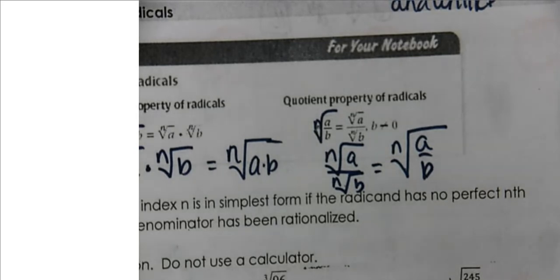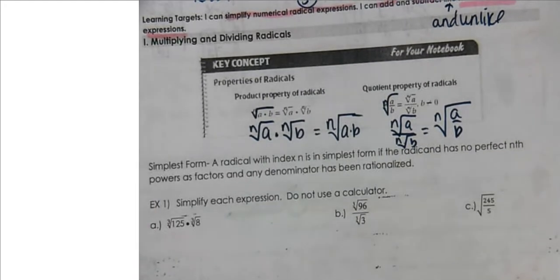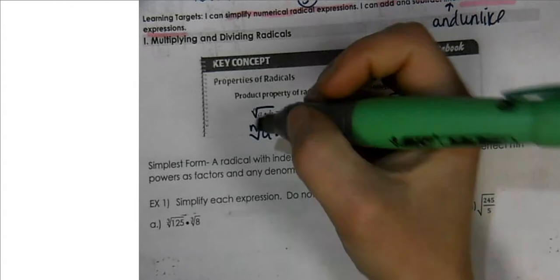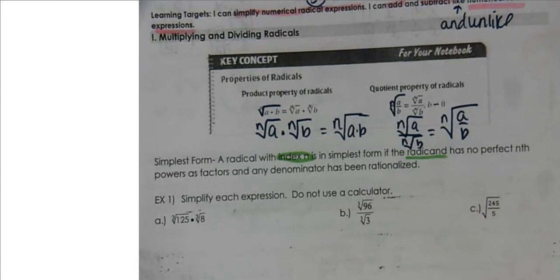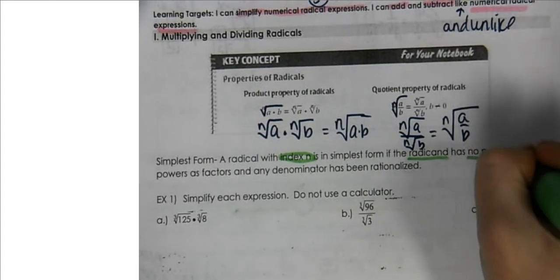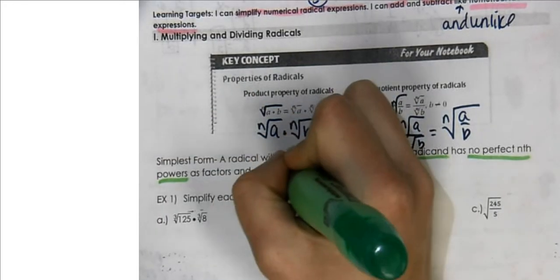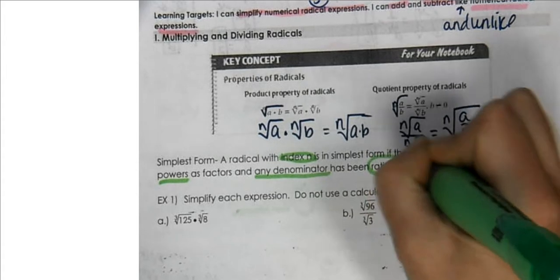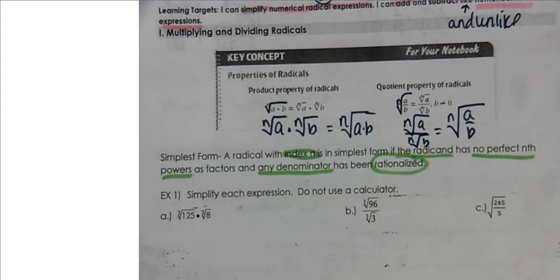Please note that simplest form, when they ask you to simplify, means that a radical with an index of n is in simplest form if the radicand, which is what is underneath the radical, has no perfect nth powers as factors, and any denominators have been rationalized. So there might be a little bit of rationalizing the denominator. I think most of the problems that I give you, we don't have to do that. So let's go ahead and look at letter A.